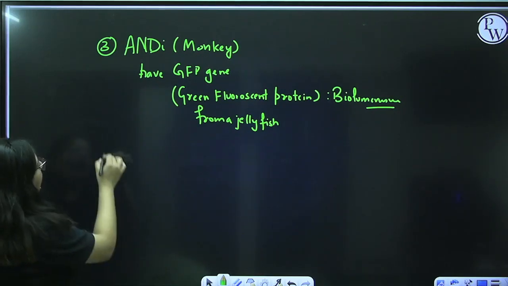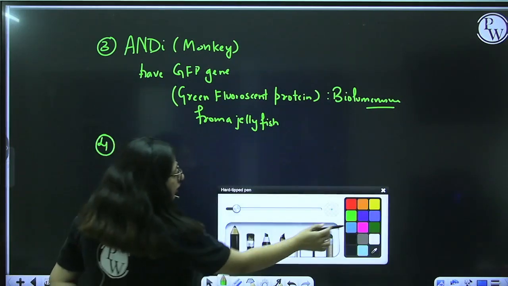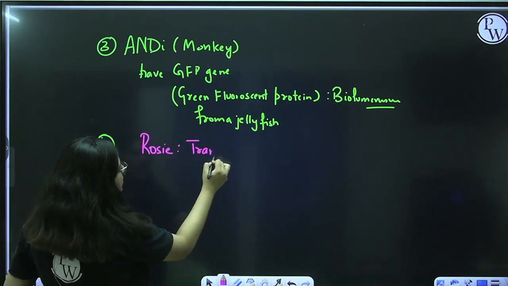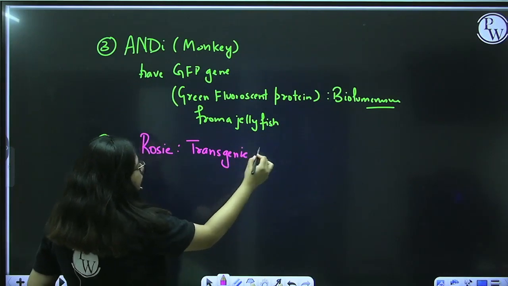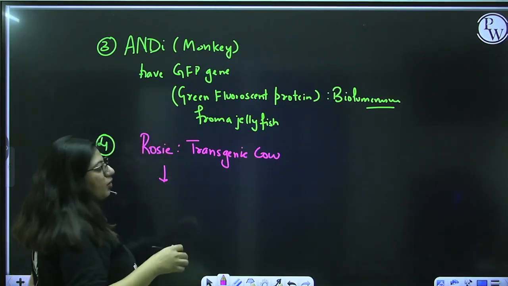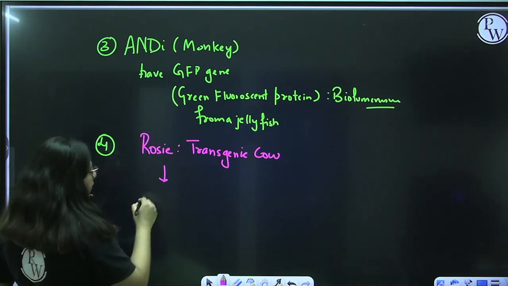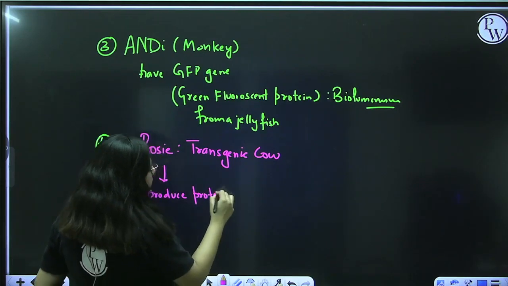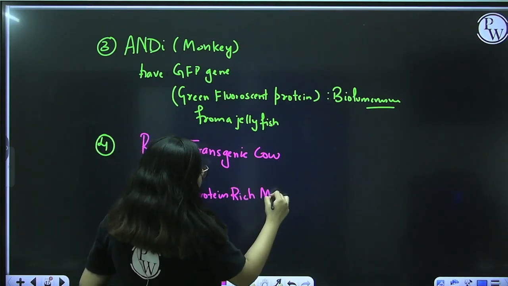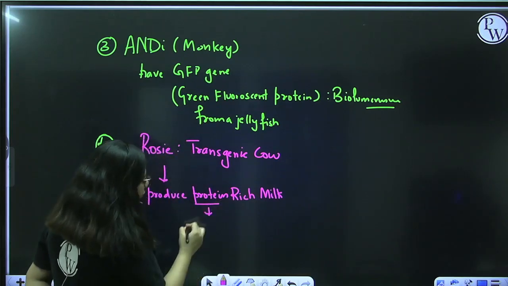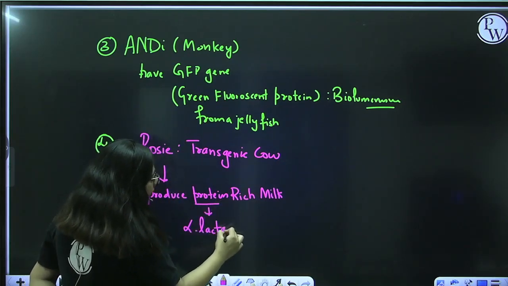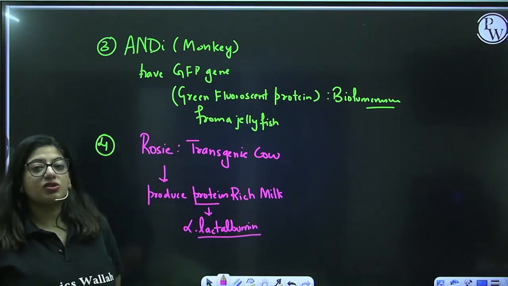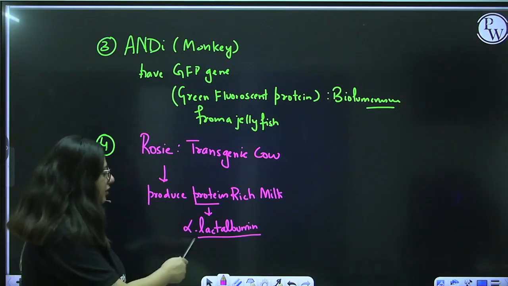Okay. And now the fourth one is a cow, and the name of the cow is Rosie. So Rosie is a transgenic cow. So this cow secretes milk, because it's a cow, definitely it will secrete milk. It produces protein rich milk. So we have added a gene of a protein. Which protein? Alpha lactalbumin. So this milk is very good for the infants and the babies because it is rich in protein. So we have added a gene which is alpha lactalbumin in a cow.